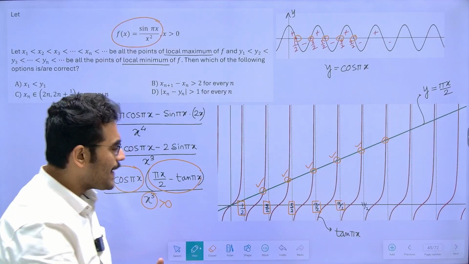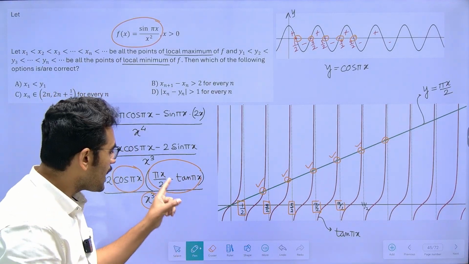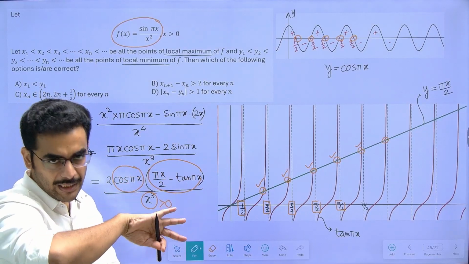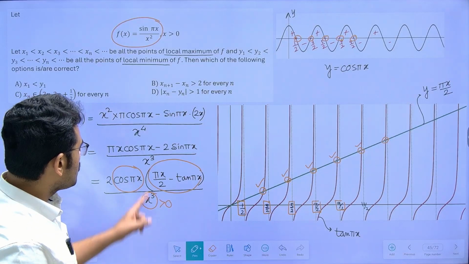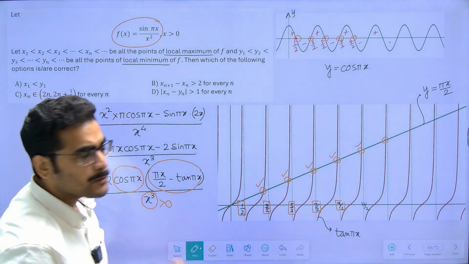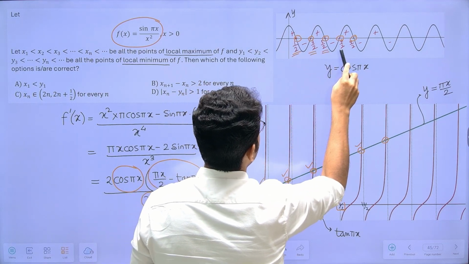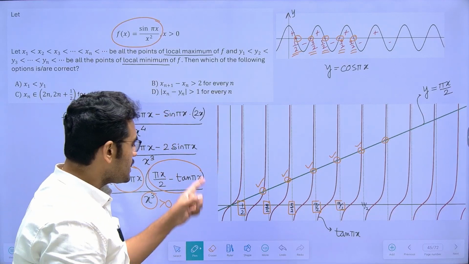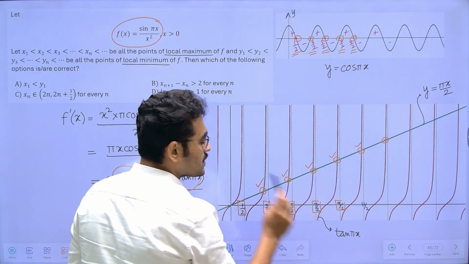These are the points where this factor is going to change its sign, because this graph is to the left above and to the right below, or to the left below and to the right above, like that. So this first factor cos pi x is changing sign at 1 by 2, 3 by 2, 5 by 2, 7 by 2, 9 by 2. And at those points, the second factor is also changing sign, right? 1 by 2, 3 by 2, 5 by 2, 7 by 2.